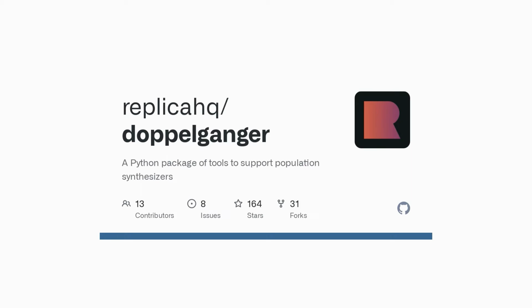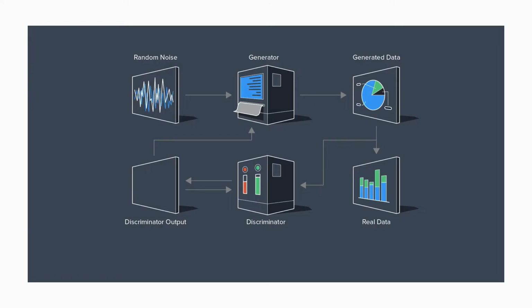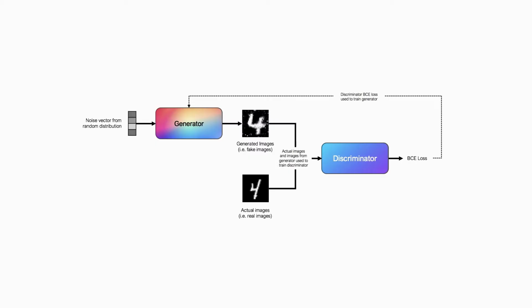DoppelGANger is based on a generative adversarial network, or GAN, with some modifications to better fit the time series generation task. As a GAN, the model uses an adversarial training scheme to simultaneously optimize the discriminator, or critic, and generator networks by comparing synthetic and real data. Once trained, arbitrary amounts of synthetic time series data can be created by passing input noise to the generator network.